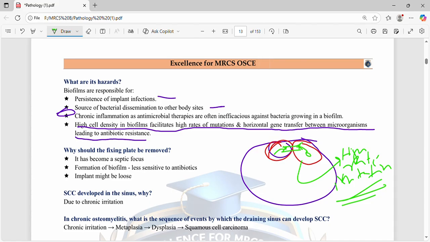Why should the fixing plate be removed? The treatment is to remove the fixing plate. Because the biofilm is usually attached to the surfaces or the external fixator, it will go away with it, so it becomes an aseptic focus. Biofilm formation is less sensitive to antibiotics, and the implant might be loose. Yes, the implant can get loose when there is surrounding infection. The tissue holding the implant is eaten and lost, so it liquefies and the implant becomes loose.